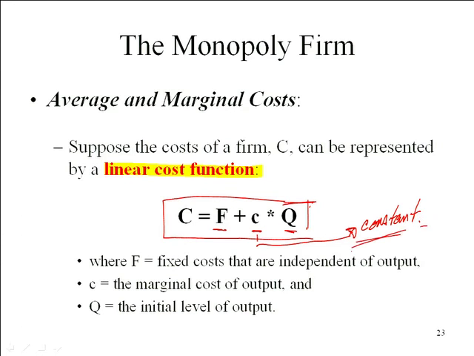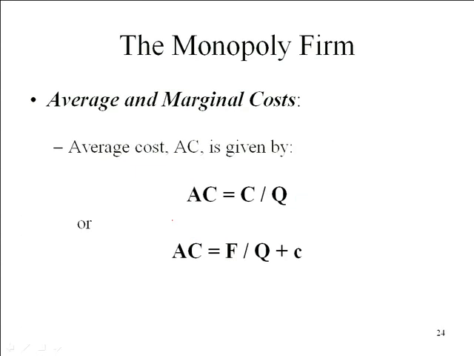Let's just play around a little with this. So this is our total cost. We could call this the total cost curve, right? Fixed cost plus our marginal cost times output. So if that's the case, then our average cost per unit is just our total cost divided by our output. Right? Total cost divided by our output.